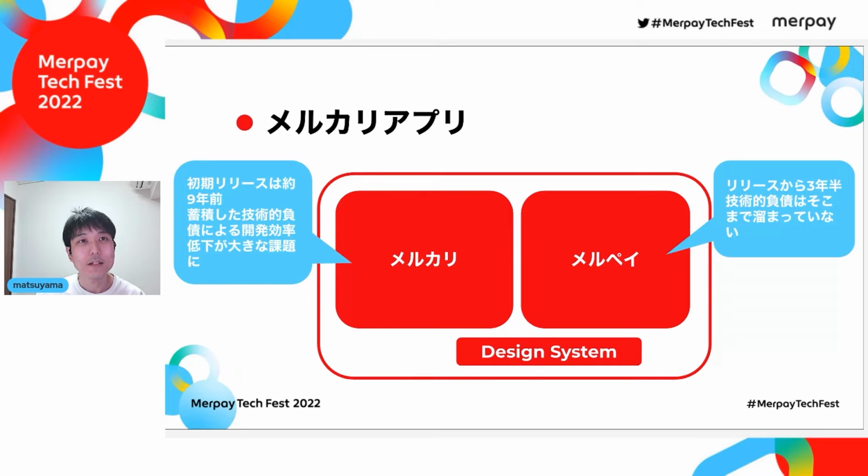In contrast, the Merpay part was released approximately 3.5 years ago. It is not without technical debt, of course, but it is not a situation that significantly reduces development efficiency. In this way, the technical situation of the Mercari and Merpay parts of a single app is quite different. They are also in different business phases, which led to different decision-making.